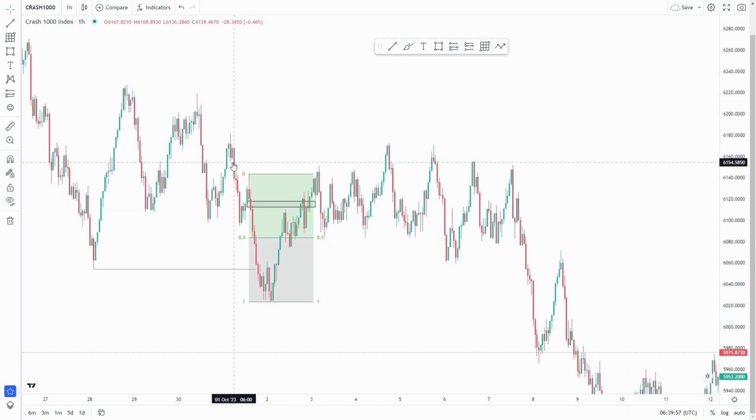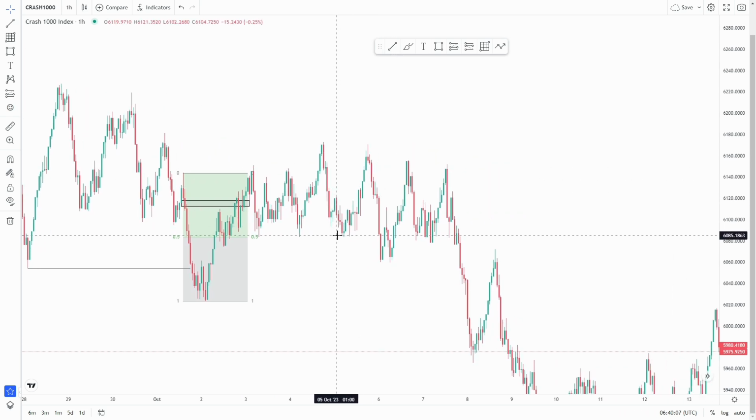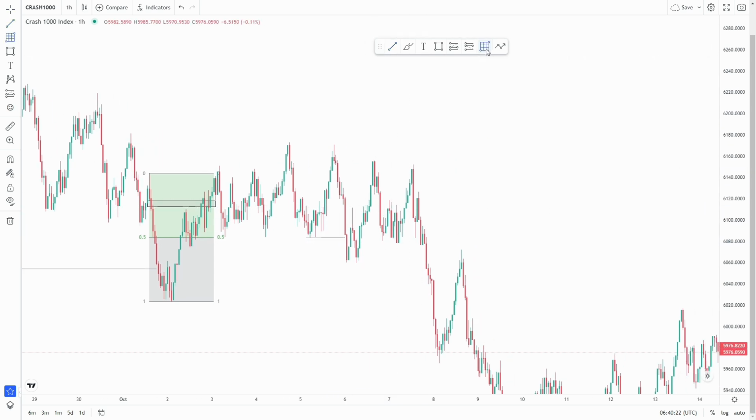So let's quickly look. Created a low. This was our high, we're consolidating, took out liquidity. There we go, created a high. Didn't take out that high, we broke this high. So now we're going to start measuring again from this high to this low.